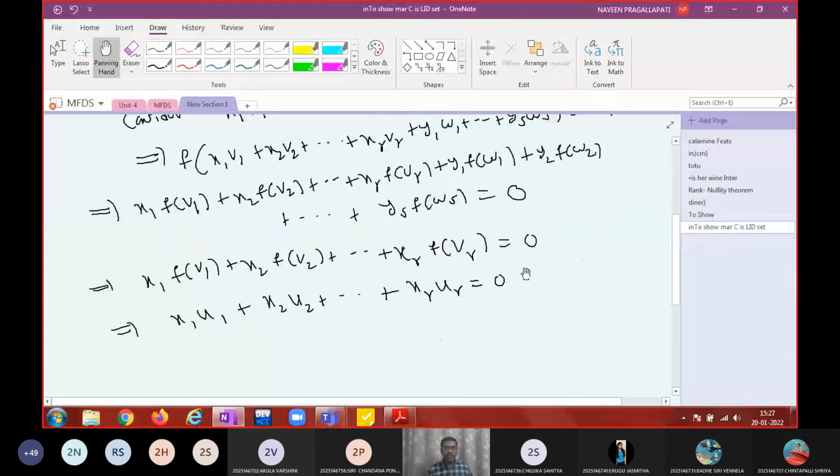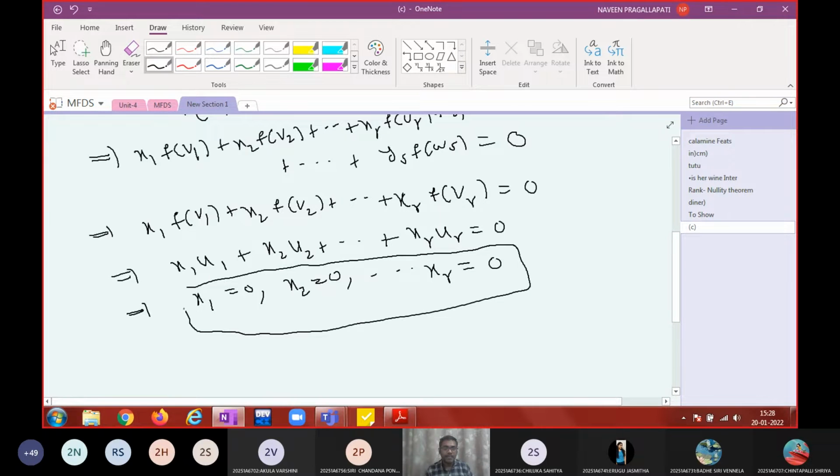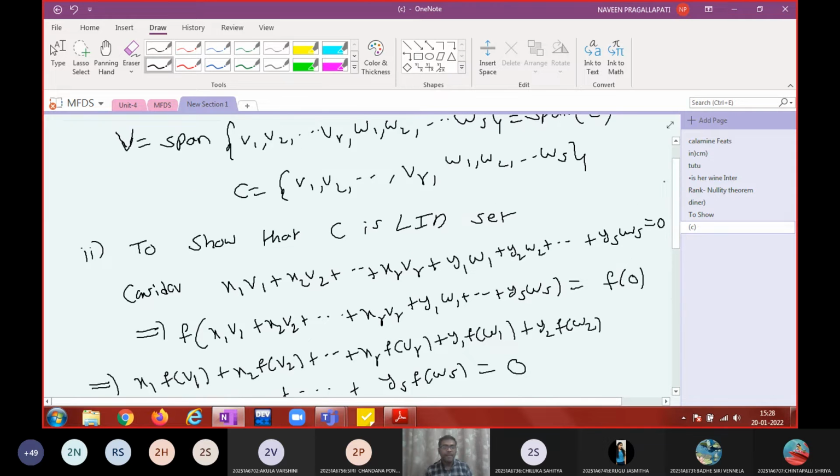So because U1, U2, UR are linearly independent, a linear combination of a linearly independent set equal to 0 means what? Which one has to be 0? X1 has to be 0. X2 has to be 0. And so on, XR has to be 0. So these elements are already 0. Okay. What is the original expression? In this we already concluded that x1 0, x2 0 and so on, xr 0.